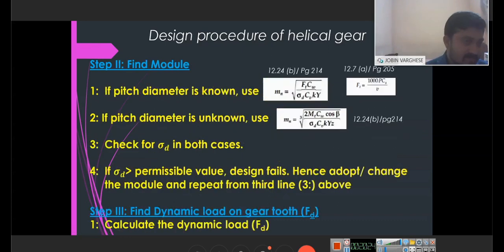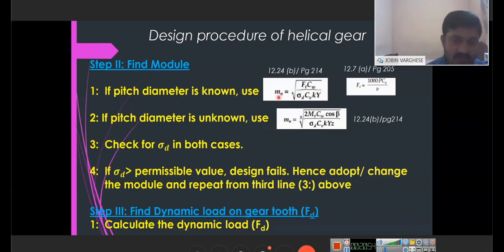Step 2, that is, we have to find the module. The major idea of finding the module is that when we are going for meshing, two gears will mesh only if the modules are the same. So obviously, if you want to design, we should know the module. That is important. So the first and foremost thing in designing a gear, as step 2, is finding the module. If the pitch diameter is known, there are equations given in Mahadevan; I have referred the page number for the equation, that is module Mn, where we use the N for helical gear.